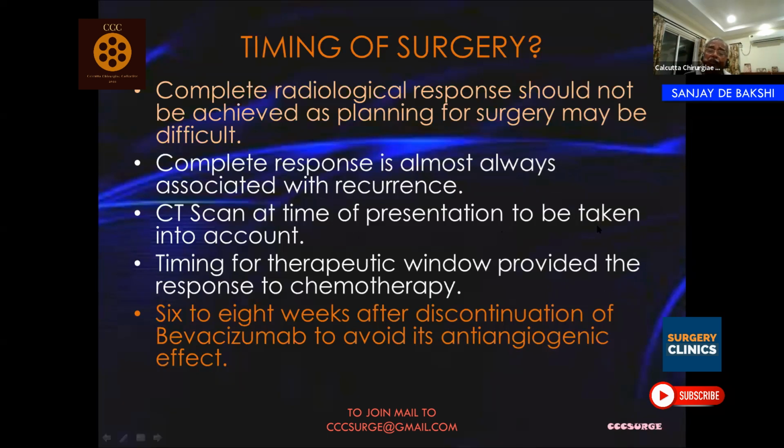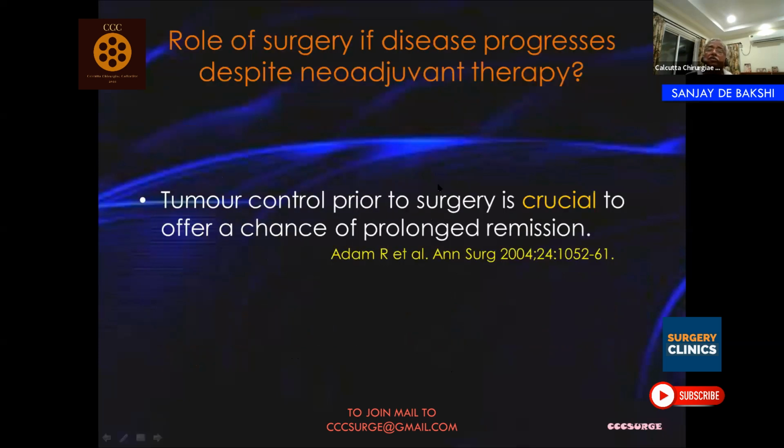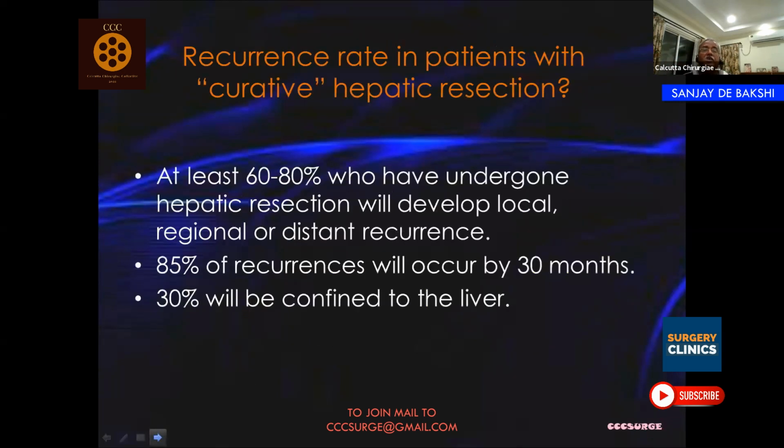The CT scan at the time of presentation should be taken into account, as well as the timing of the therapeutic window, provided the response to chemotherapy was sound. So 6 to 8 weeks after discontinuation of bevacizumab, to avoid its anti-angiogenic effect, the Rakesh Jain effect that you saw. Okay. So on the role of surgery, if the tumor progresses despite neoadjuvant therapy, it is vital to control tumor growth prior to surgery if you have to offer a chance of prolonged remission. If there's growth despite neoadjuvant therapy, please do not offer surgery.